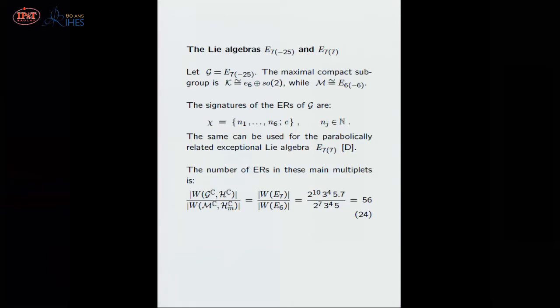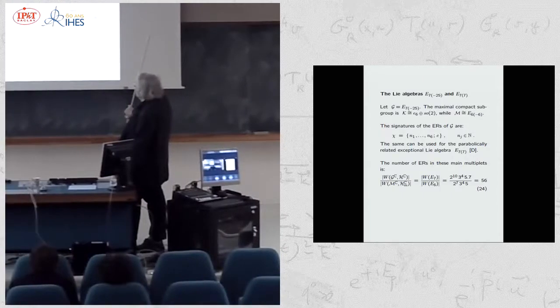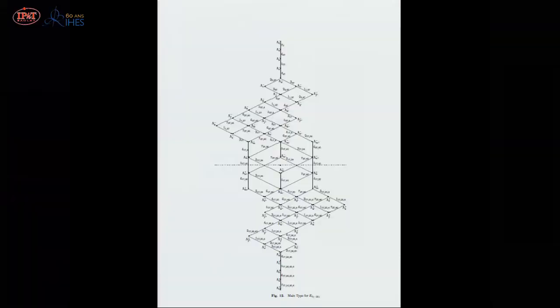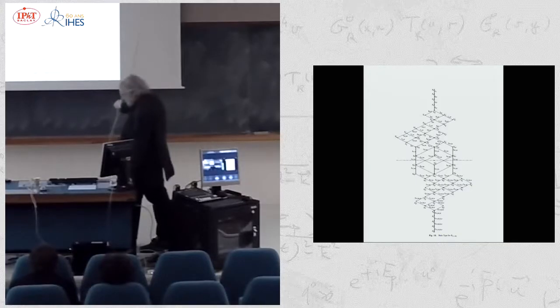Okay, so now we have E7(-25). We have the signatures. We have the numbers. You see, here I have shown explicitly what to divide the two Weyl groups. So the result is 56. And the diagram looks like this. Not so bad. Not so bad, yes, okay.